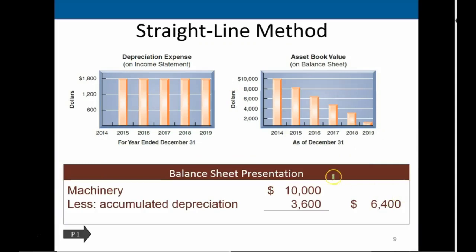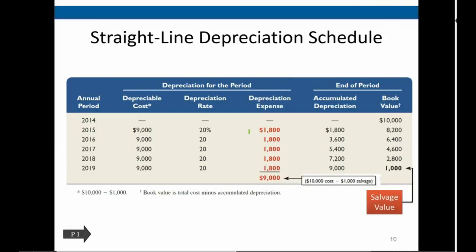So if we looked at this type of chart, we're going to say the straight line method will have an even amount of depreciation over 5 years. And the asset's book value will decline at an even rate over the 5 years until it's at that $1,000, which is the salvage value.